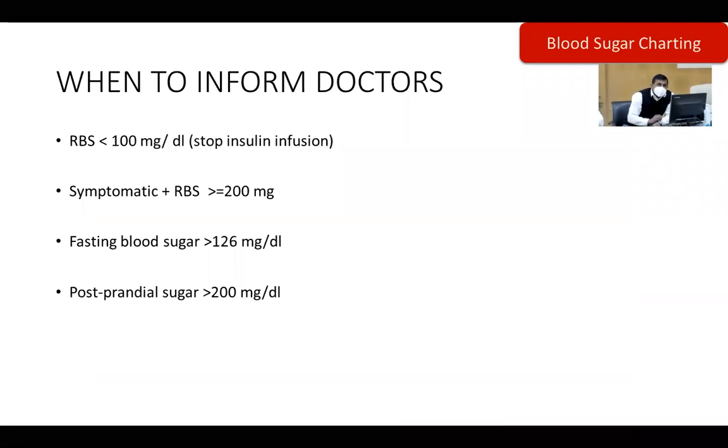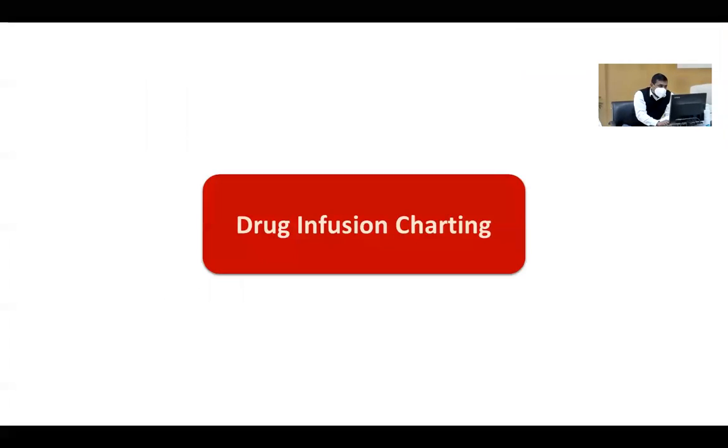Now, when to inform the doctor? This is very important. How you can do that? If the RBS is less than 100 or more than 200, you straight away go and inform the doctor. If it is less than 100, please stop the insulin and go ahead. Otherwise, the patient will go into hypoglycemia. If the fasting is less than 126 and postprandial, after food, if it is more than 200 also, you have to inform the doctor. So that is about the insulin.